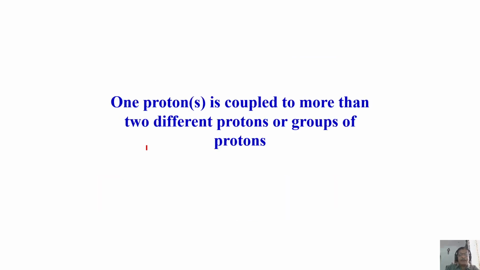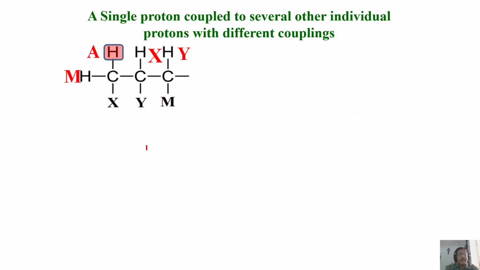Now, one proton is coupled to more than two different protons of different strengths. Let us take the example. Now this is the situation. One proton is coupled to X, Y and M in a hypothetical molecule. I am looking at proton A, which is highlighted. So what are you going to see? I put a condition: AM is larger than AX, which is larger than AY. Just a condition I am putting.